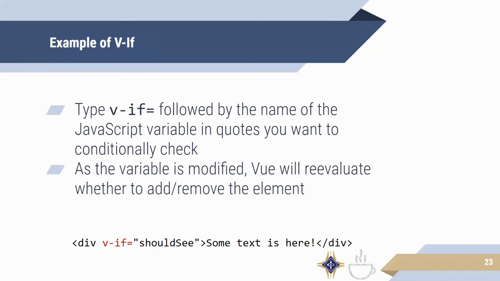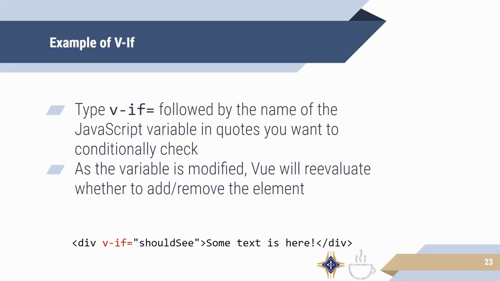To use v-if, it's really simple. You just do v-if equals, and then in the quotes, again like an attribute would, you put the name of a JavaScript variable. And if that variable is true, then the element will be rendered. If it is false, the element will be removed.